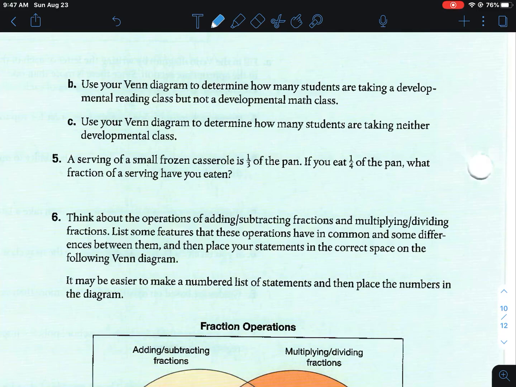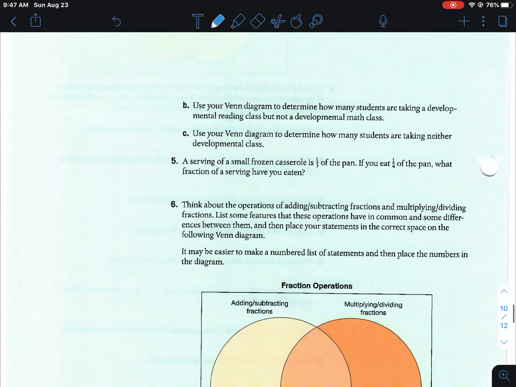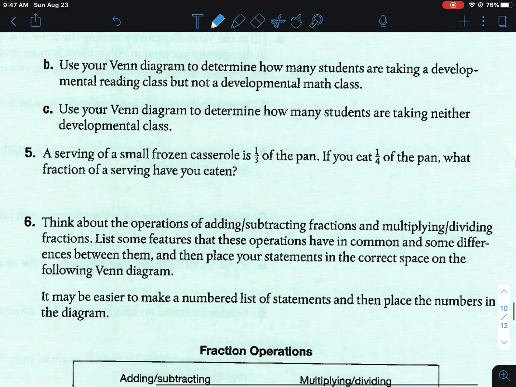So I'm going to go over this one, draw a visual. Hopefully you have a little bit better of an understanding on question number 5. This is in the homework section. It's on page 14. So a small serving of frozen casserole is 1/3 of the pan. If you eat 1/4 of the pan, what fraction of a serving have you eaten?